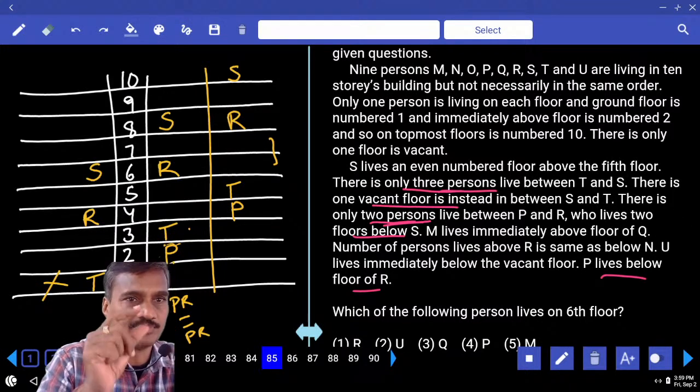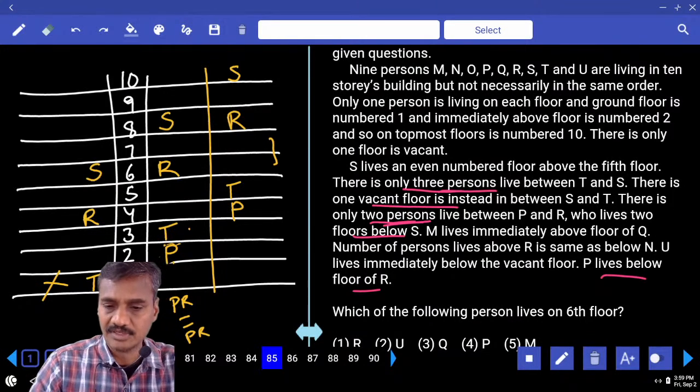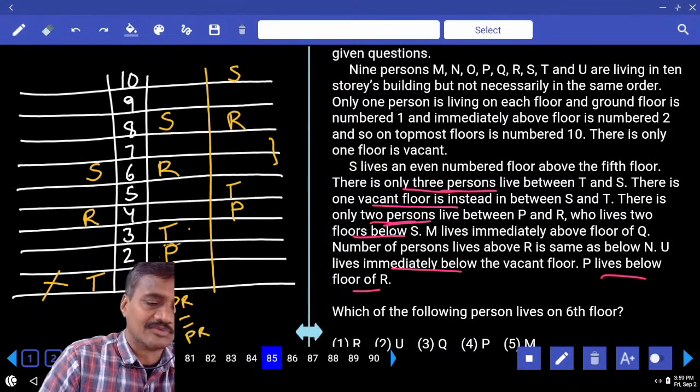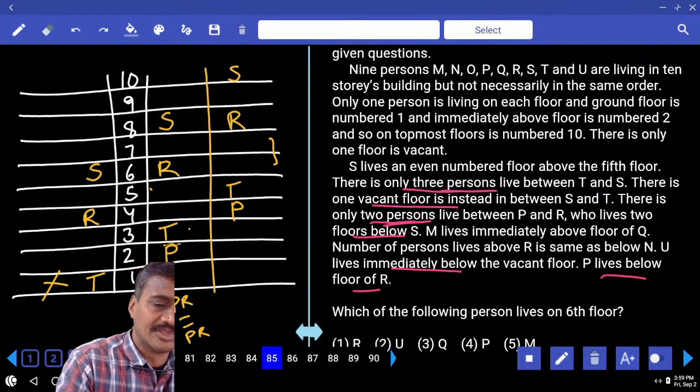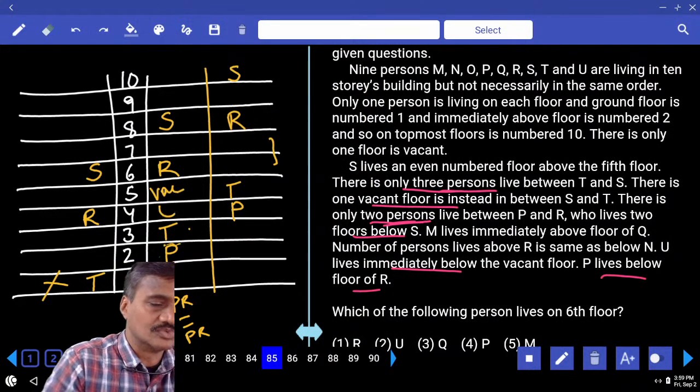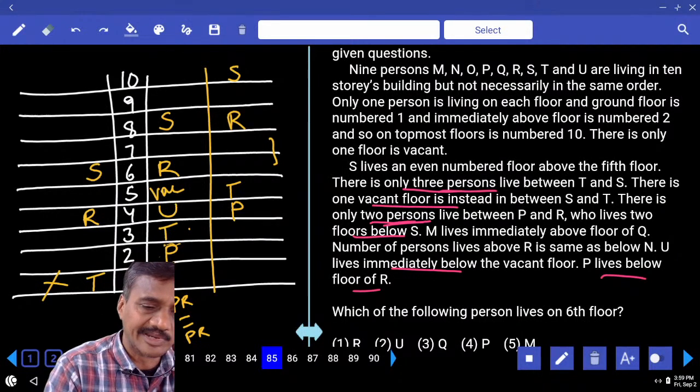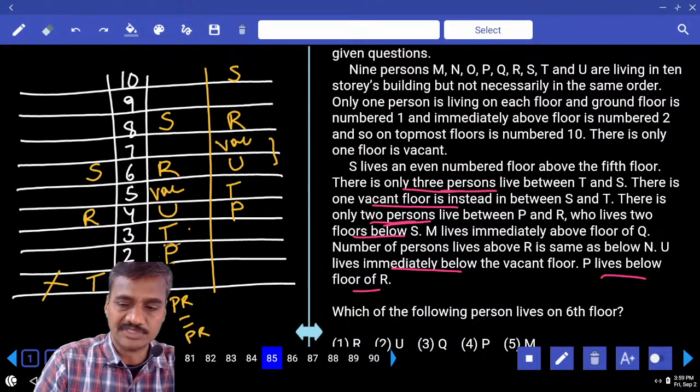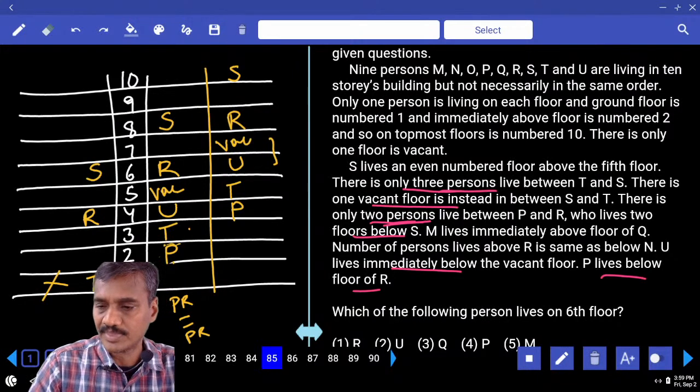There is a vacant floor in between 4 and 5. Then U lives immediately below the vacant floor. U is immediately below the vacant floor. This is vacant, this is U. And then U is immediately below this vacant floor, U, and this is the vacant floor. U is immediately below the vacant floor. And next one.